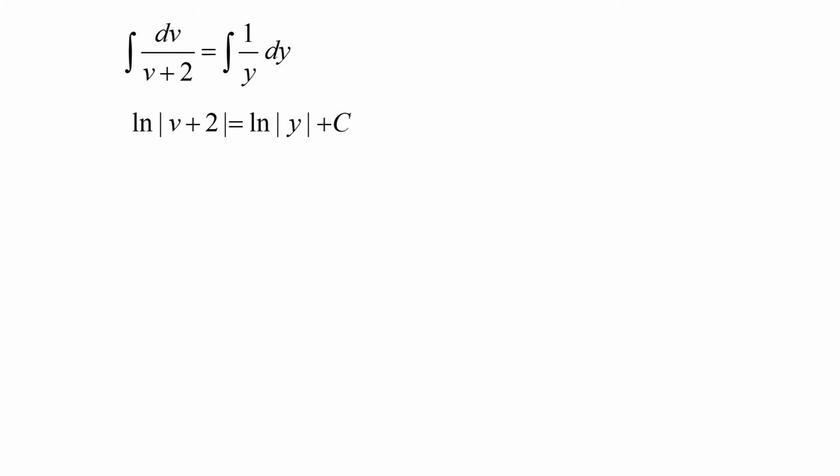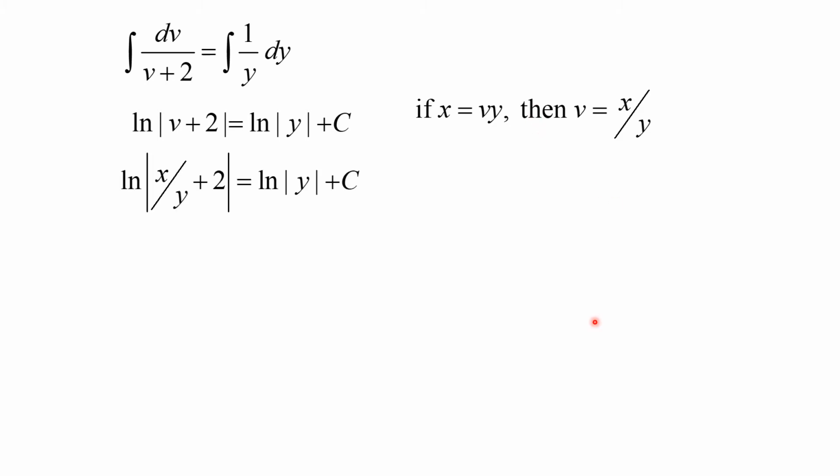Now remember, our original problem didn't have v's in it. It had x's and y's. So at some point we need to substitute back. So if x was vy, then that means v has to be x divided by y. So let's go ahead and make that substitution. That means we have the natural log of x over y plus 2 equals the natural log of y plus c.